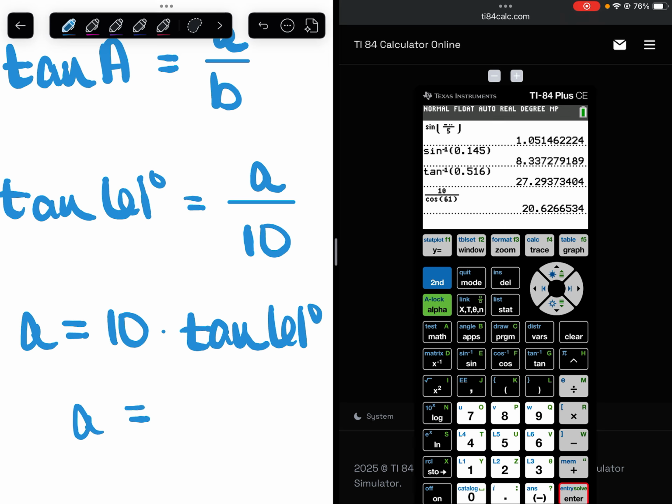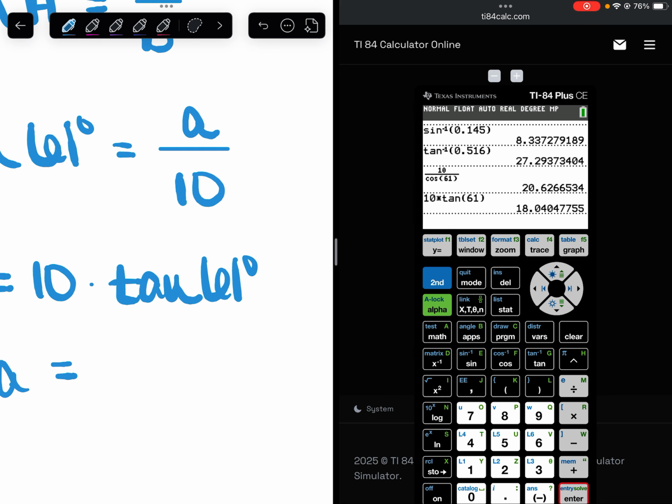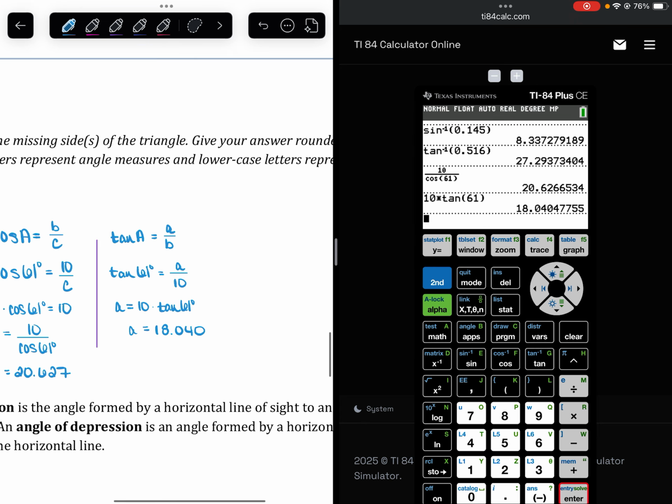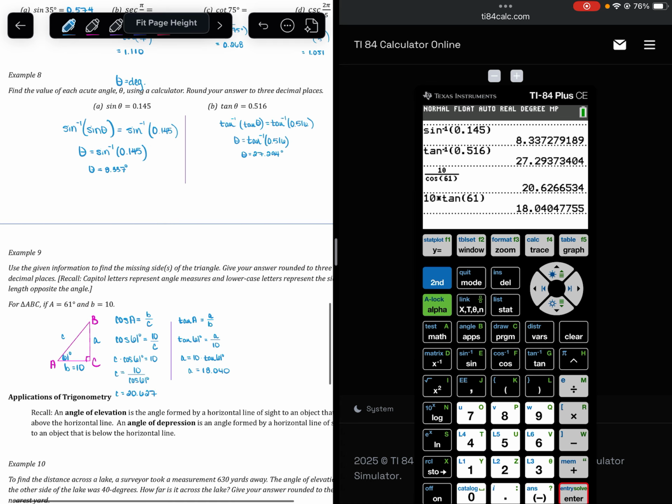So back to our handy dandy calculator. 10 times tangent 61 is 18.040. And these are side lengths, so make sure you don't get angle measures. Don't put a degree symbol on there. All right, done.